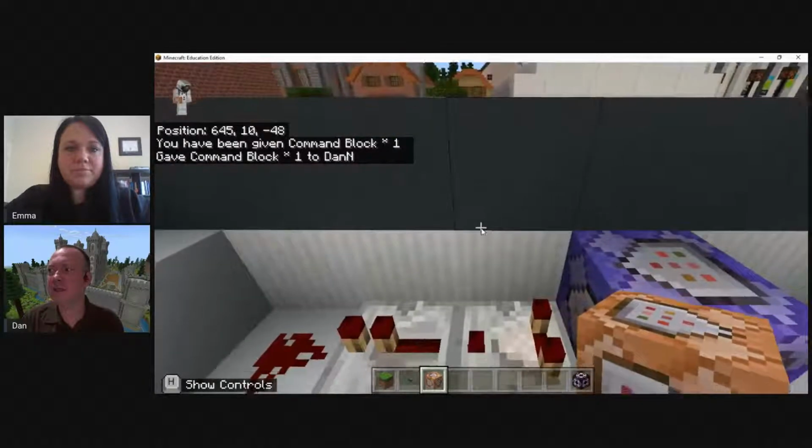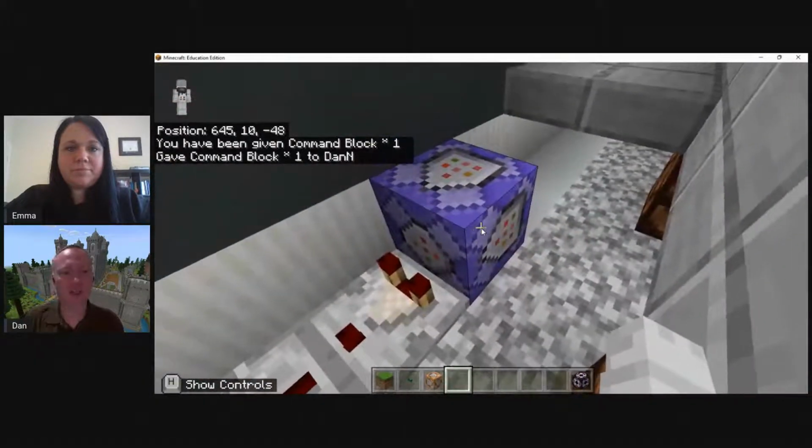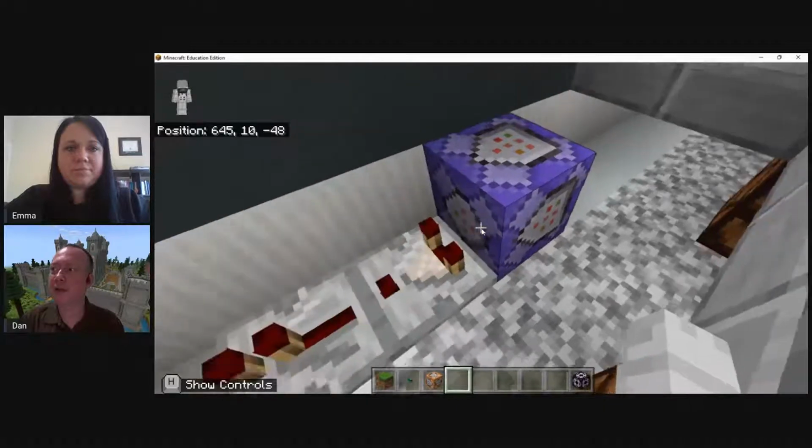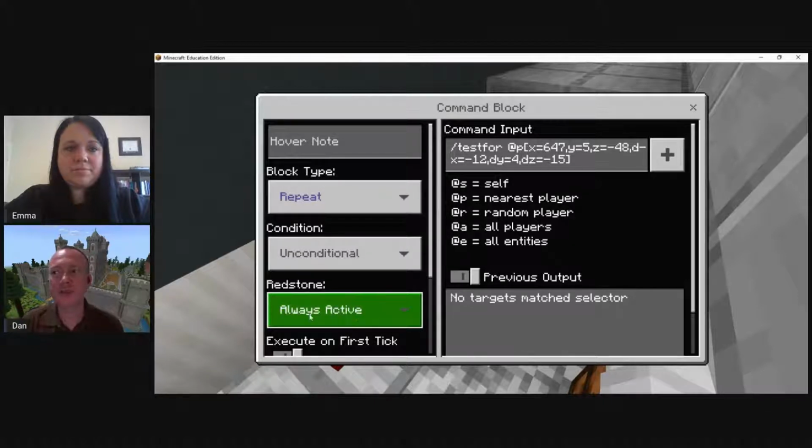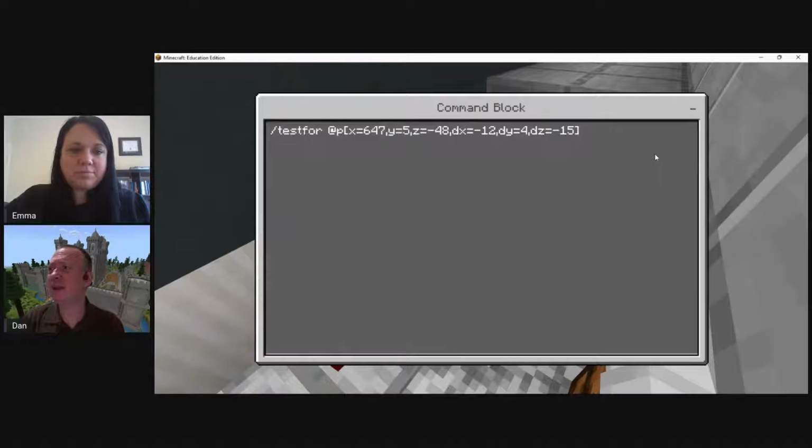And you'll note that it's a different color, so we can actually come in here and change how that command block behaves. So I'll just click on this here. It's a repeat block. So it's going to keep repeating what it's being told to do until it senses that you're not in the area. And it's always active. So it doesn't need a redstone signal going to it, like through a pressure plate or something like that. In this case, it's always active. And this is the command that's in here.